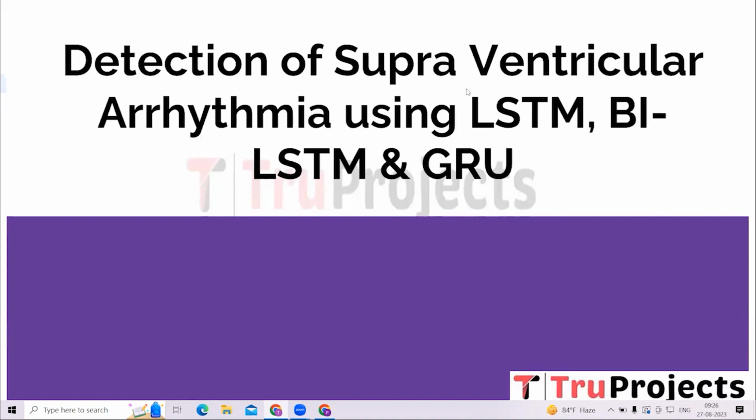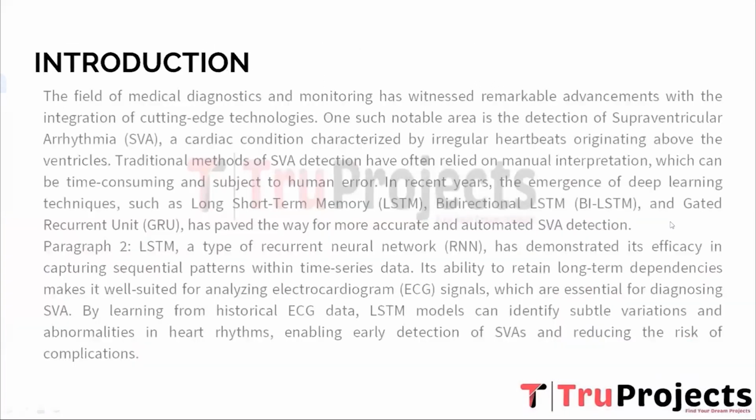projects. In this video, we are going to explain a project titled Detection of Supraventricular Arrhythmia using LSTM, BI-LSTM and GRU. Now coming to the introduction part, the integration of deep learning models like LSTM, BI-LSTM and GRU holds significant promise for the automated detection of supraventricular arrhythmia. These models leverage the power of sequential data analysis to identify subtle irregularities in heart rhythms, enabling healthcare professionals to intervene promptly and provide appropriate treatments.